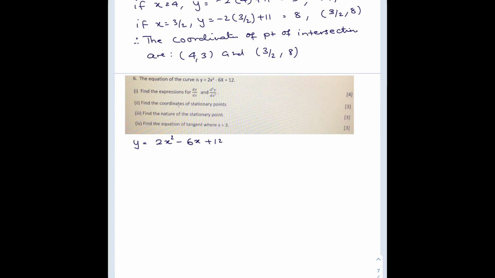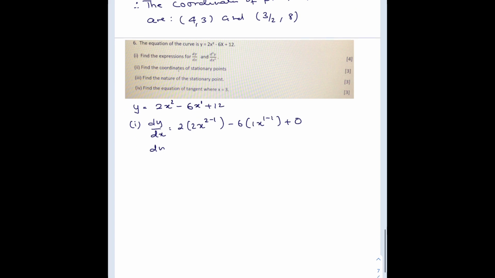The equation of the curve is y equals 2x squared minus 6x plus 12. Find the expression for dy over dx and d squared y over dx squared. Okay, so dy over dx is 2 times 2 x to the power 2 minus 1, minus 6 times 1 x to the power 1 minus 1, because that's 1. 12 becomes 0. So dy over dx is 4x minus 6.